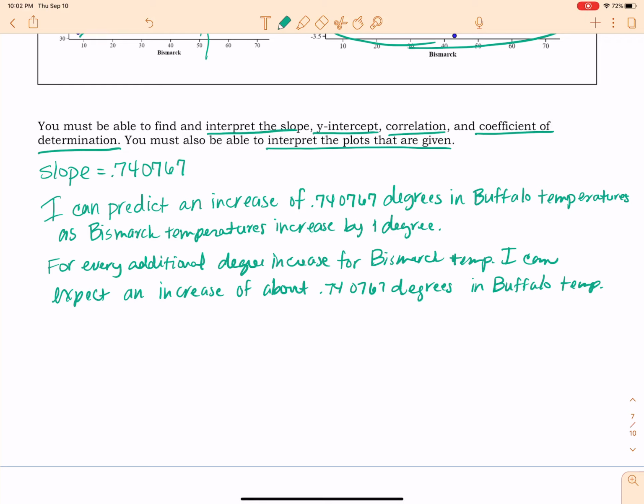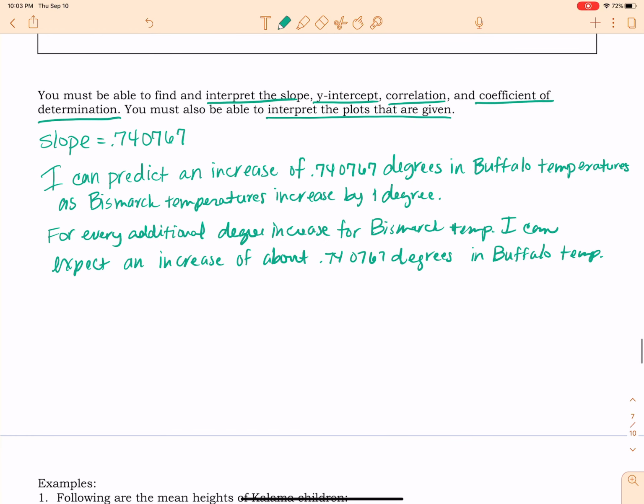Okay, so let's look at these. I can predict an increase of 0.740767 degrees in Buffalo temperatures as Bismarck temperatures increase by 1 degree. So in other words, y is responding to x. That's how you're going to talk about the slope. For each additional degree increase for Bismarck temperature, I can expect an increase of about 0.740767 degrees in Buffalo temperatures. So this is how I'm going to interpret the slope. There's your slope right there.